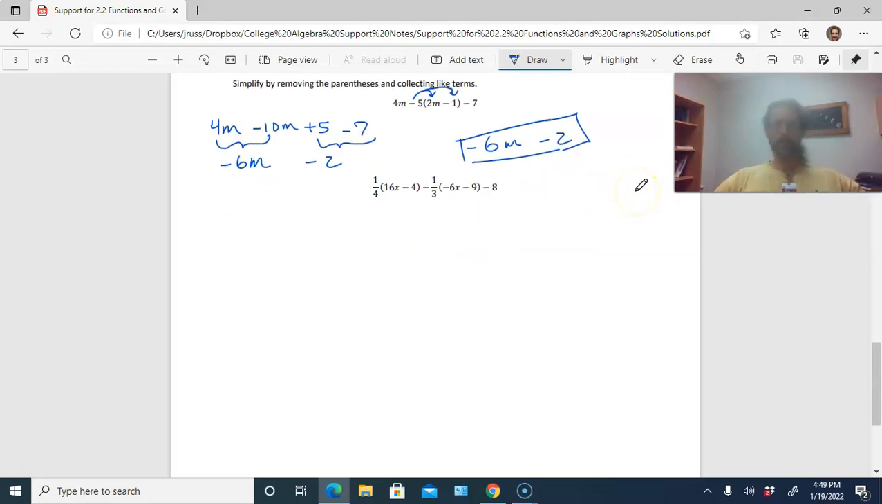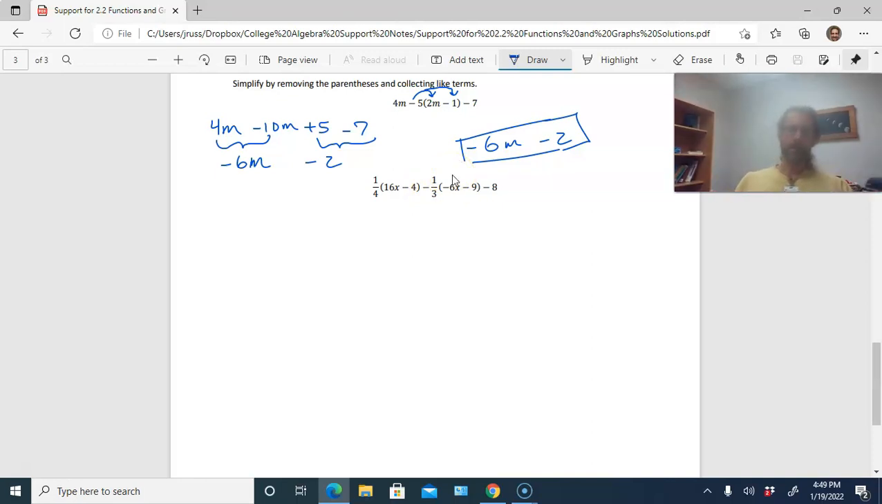Alright, let's do this last one. Now it's got fractions, but let's not let that scare us. Now you can see in this case we have two sets of parentheses. I've got a set here, and the 1/4 is being distributed, and then I've got a second set in which the -1/3 is being distributed. So this is where you may want to use your calculator.